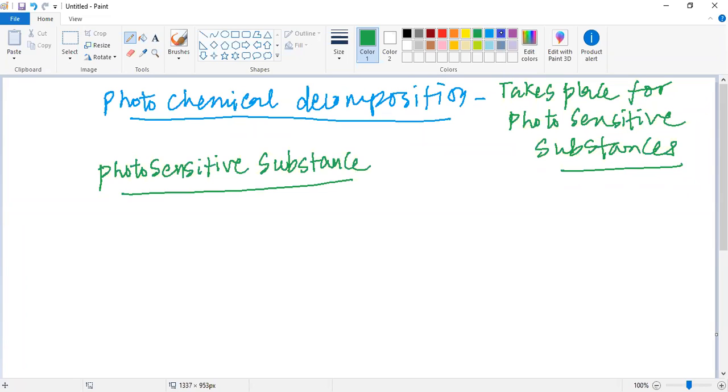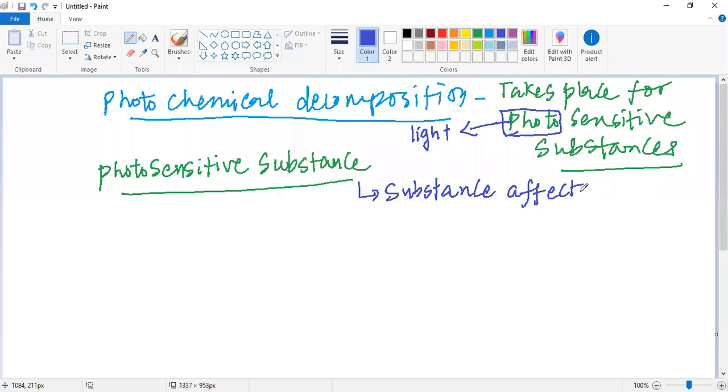Okay. So my dear students, first we need to understand the meaning of the word photo. This photo is nothing but light. So photosensitive substances are the substances affected by the presence of light.